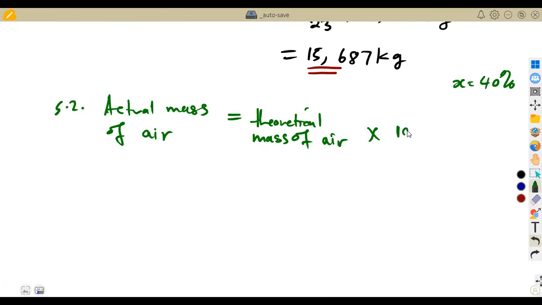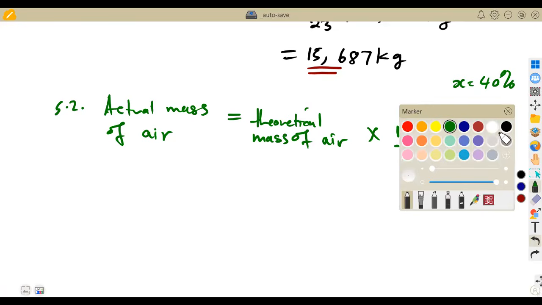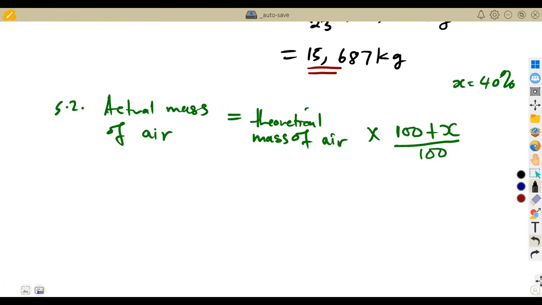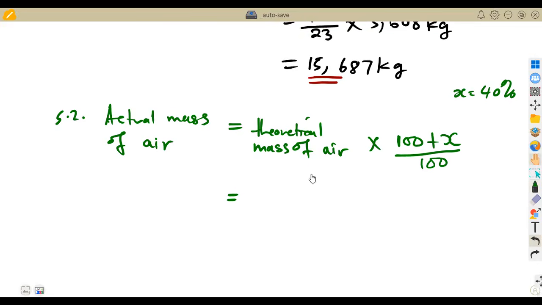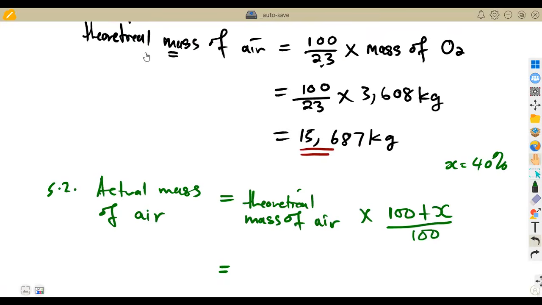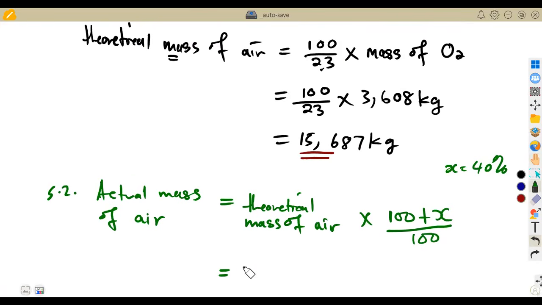So we are going to have this as 100 plus the excess air percentage over 100. The over 100 here is for removing the percentage. Remember, how do you remove the percentage? You divide by 100%. So that means our actual air is going to be taken as the theoretical mass of air, which is the one that you're obtaining here. Remember, the theoretical mass of air we calculated, we got 15,687 kgs, multiplied by 100 plus X, of which our X is 40.